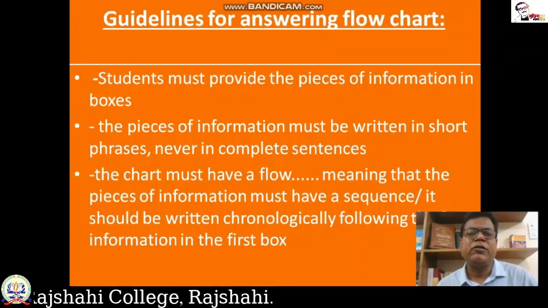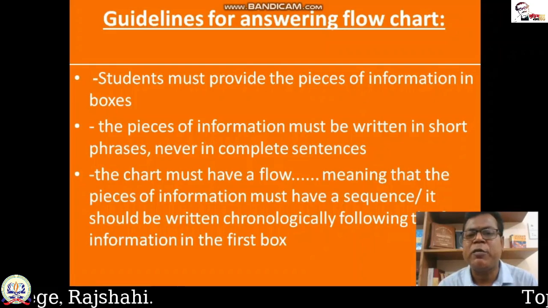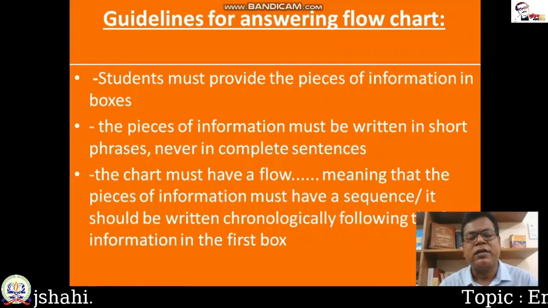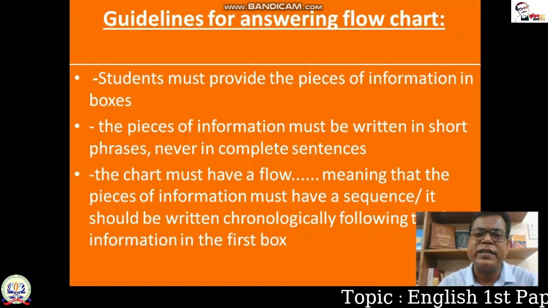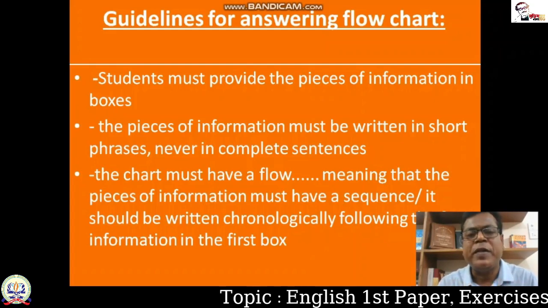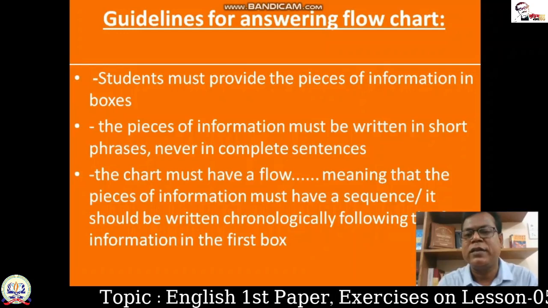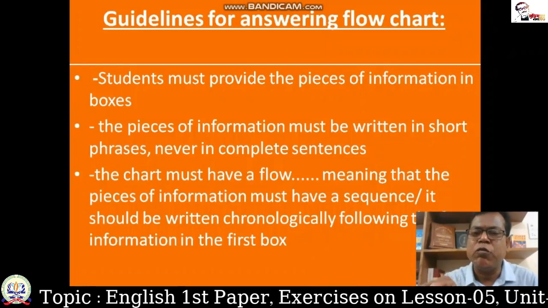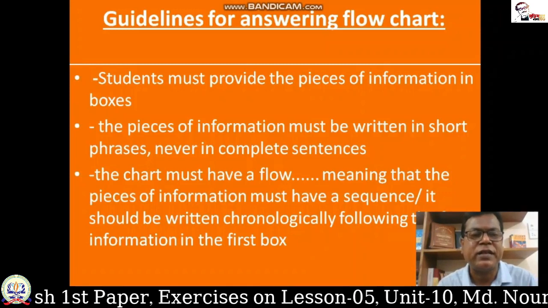Next point, the pieces of information must be written in short phrases, never in complete sentences. So you will write your answers in short phrases and you can never write your answers in complete sentences. Sometimes maybe you can write the answers in a word, if according to the demand of the question.